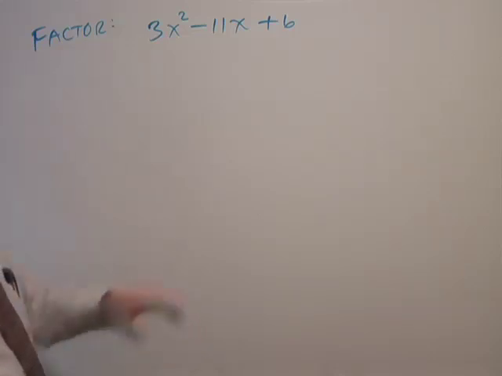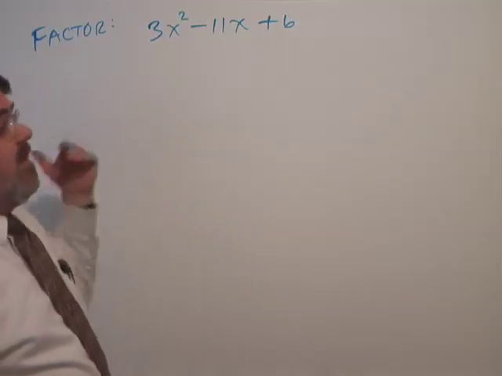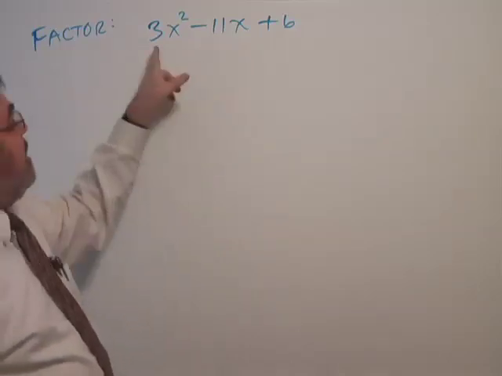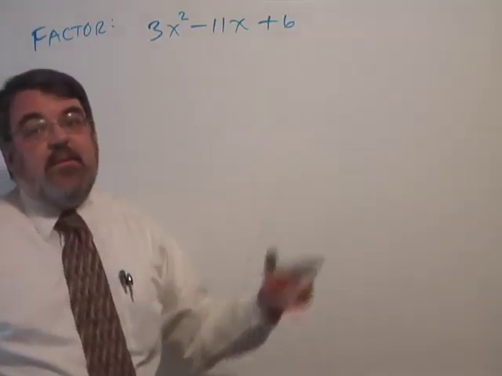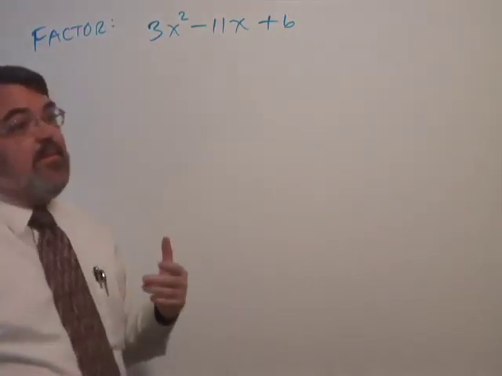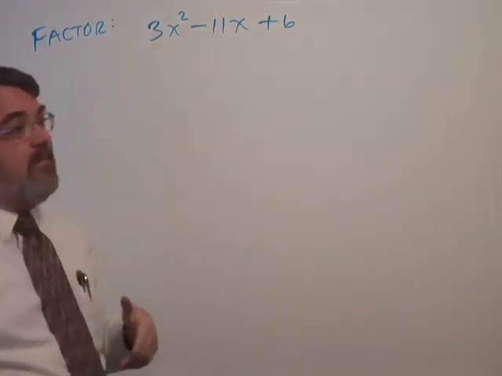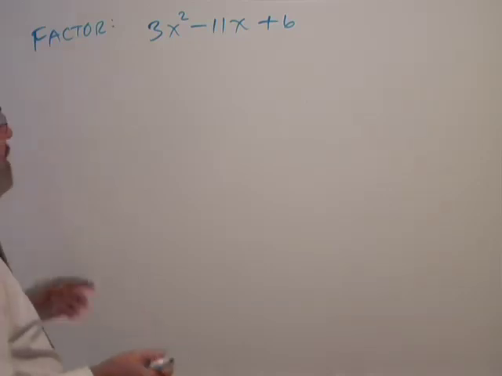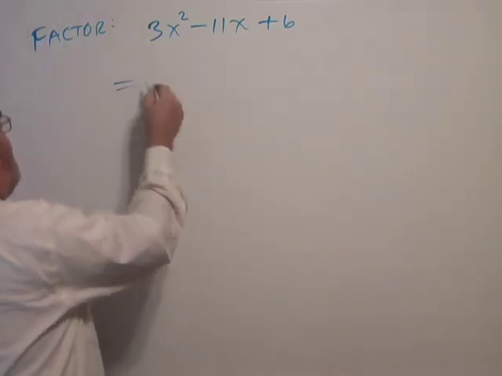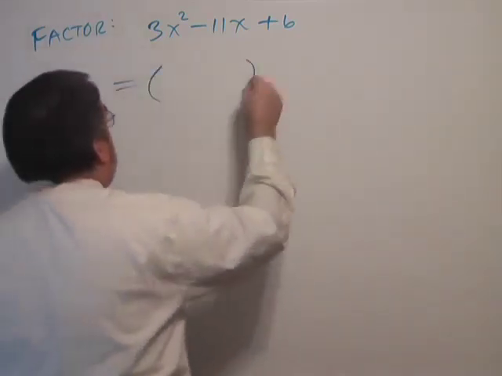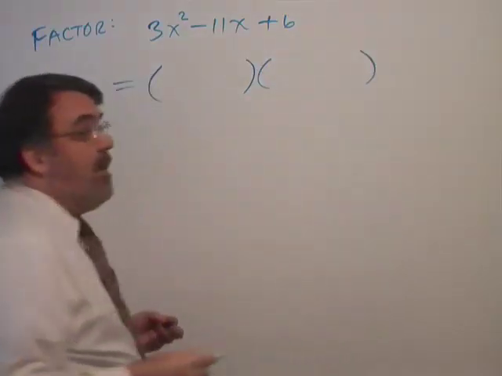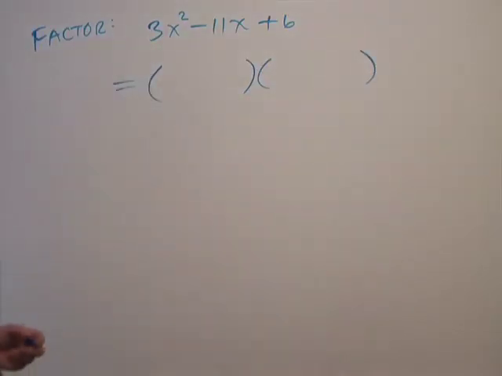All right, well, first of all, is there a greatest common factor we can take out? No, because 3, 11, and 6, well, 11 is a prime number, and we can't factor, say, a 3 out, for example. Can't factor an x out either, so our only remaining possibility is can we break it up into a product of binomials?